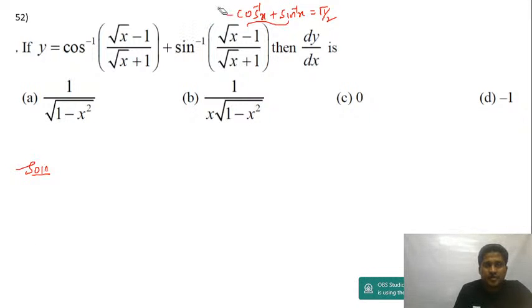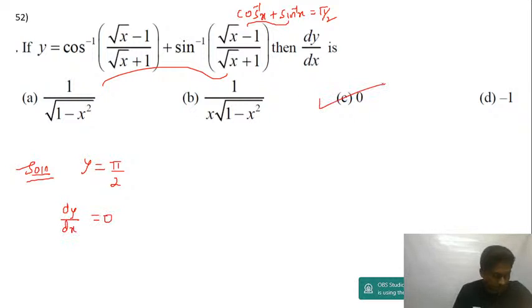You get that proof as well in board exam for 2 mark. In state syllabus, Karnataka state syllabus, you get a proof for 3 mark. Okay, now I can write y equal to cos inverse plus sin inverse, which is pi upon 2. Now if I differentiate, you will get dy by dx is equal to 0, since pi by 2 is a constant. Answer is option C.